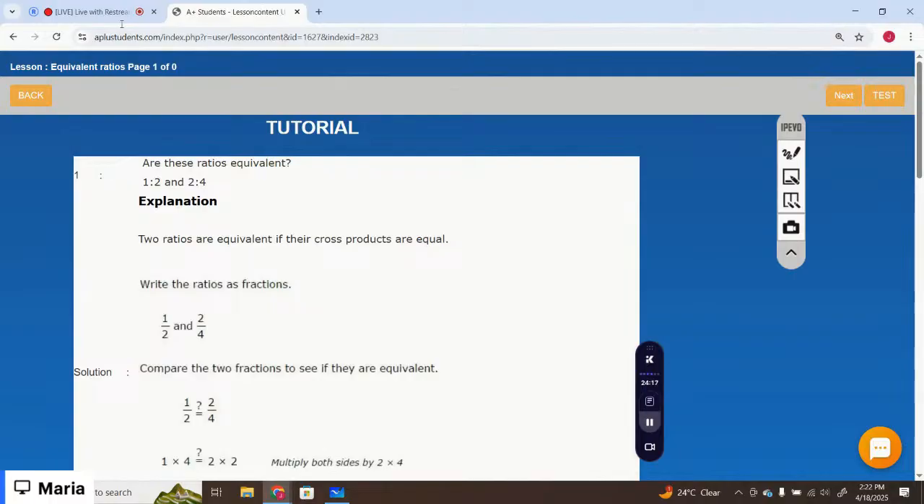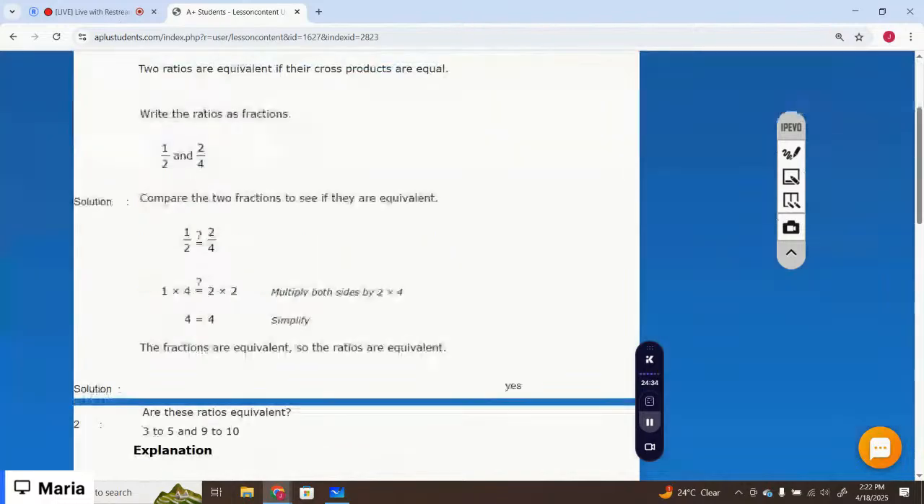Are these ratios equivalent: 1:2 and 2:4? So 1/2 and 2/4. So just cross multiply, right? When you cross multiply, 1 times 4 and 2 times 2. So 1 times 4 is 4 and 2 times 2 is 4. So 4 and 4 are exactly equal. So that means yes, they are equivalent ratios.